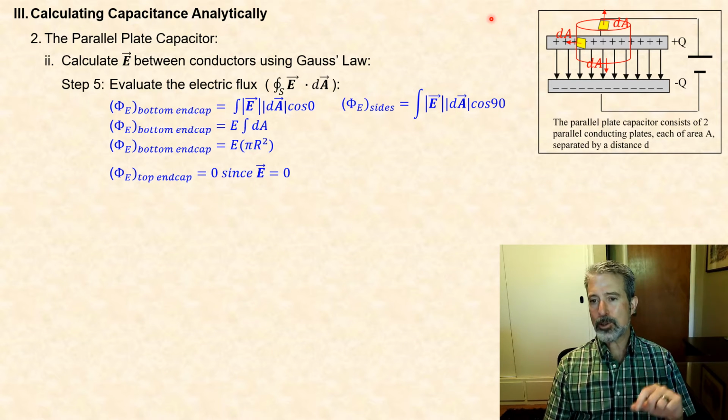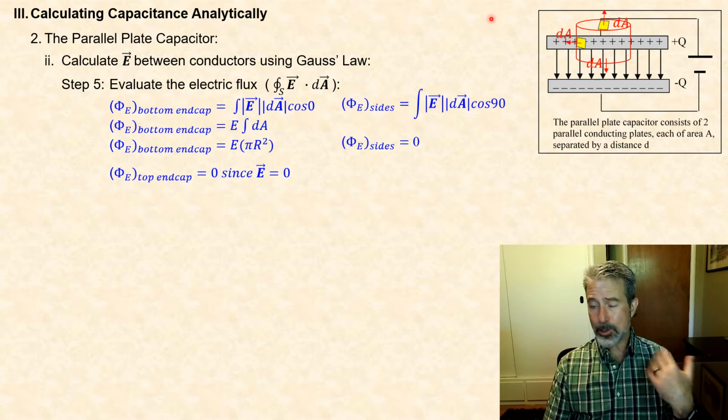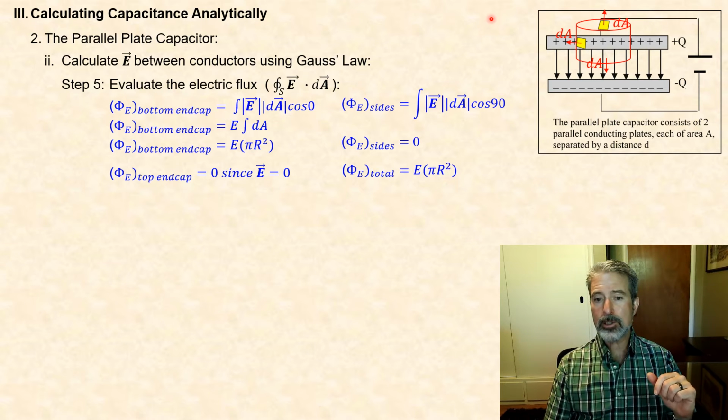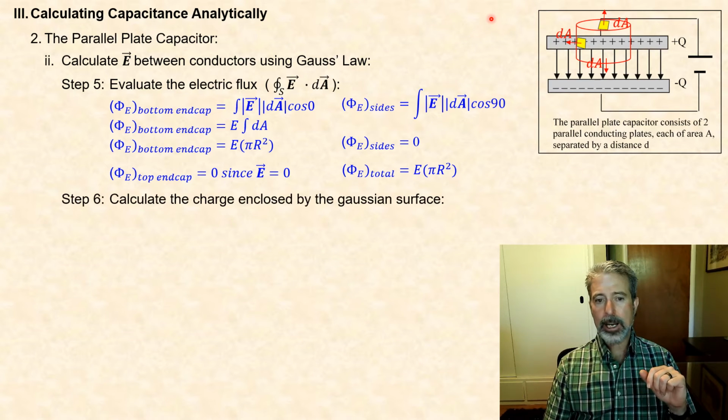So here, because the angle between dA and the electric field is 90 degrees, we get no electric flux. So the total electric flux through our Gaussian surface is the sum of the flux through each of these three pieces, which is the same as the flux through the bottom end cap. Now that we know the total electric flux through our Gaussian surface, we turn our attention to the charge enclosed by the Gaussian surface.